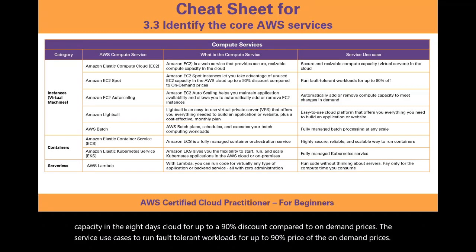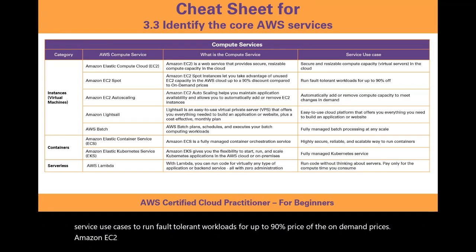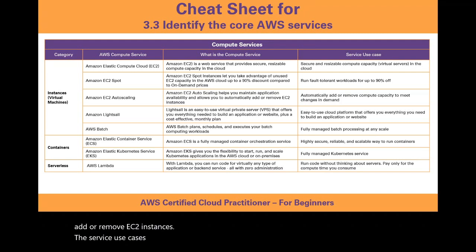Amazon EC2 Autoscaling helps you maintain application availability and allows you to automatically add or remove EC2 instances. The service use case is to automatically add or remove compute capacity to meet changes in demand.